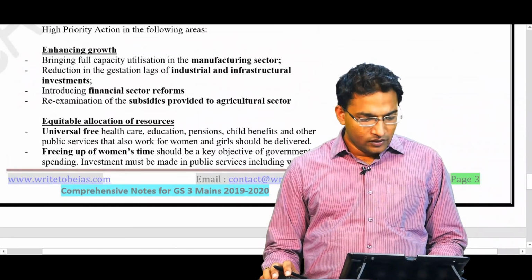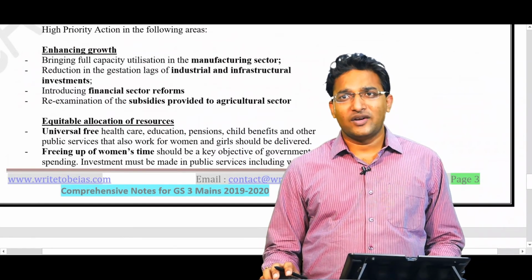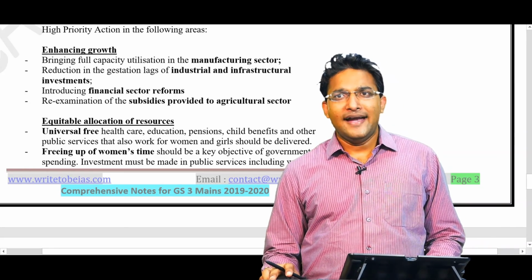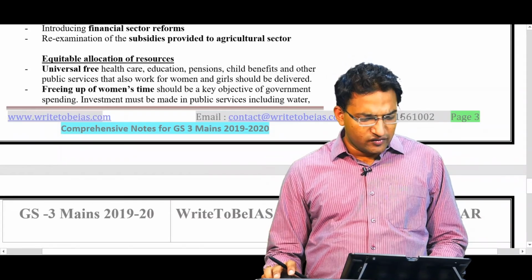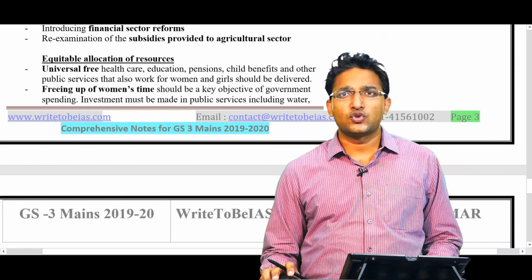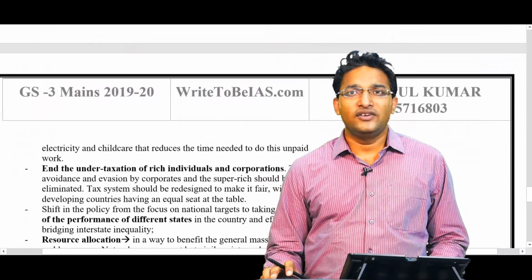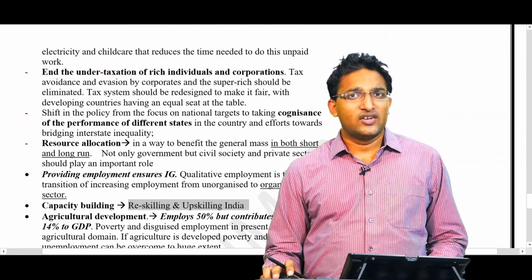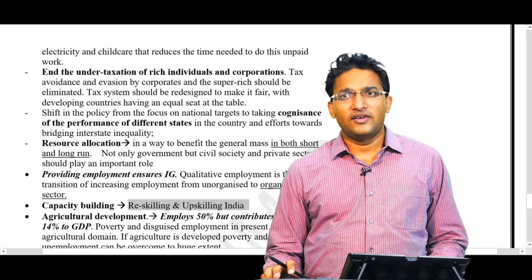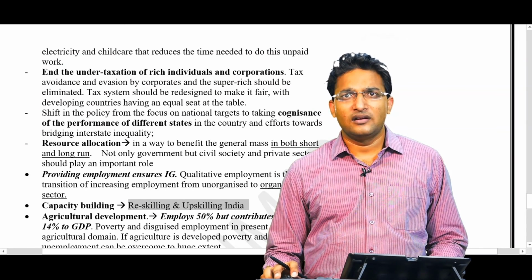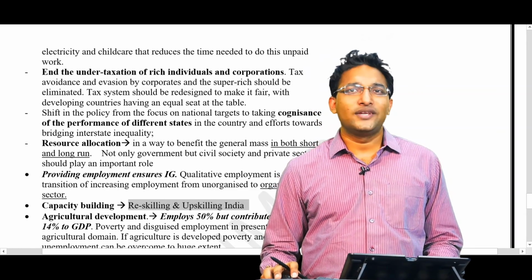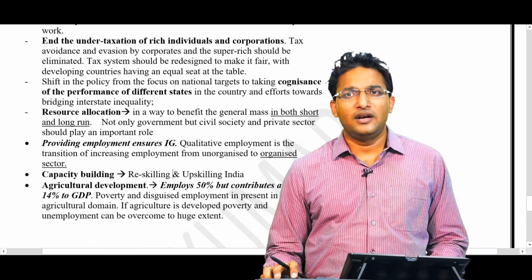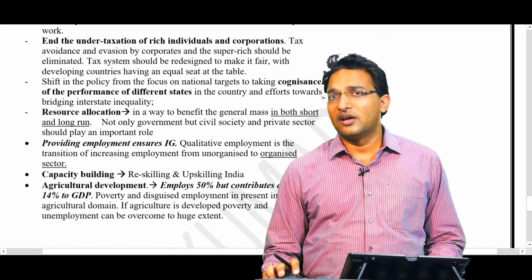I'm just revising again. In growth, we have to take care of manufacturing, industry, the service sector, financial sector, and the agriculture sector. For equitable allocation of resources, we have to focus on providing free facilities to women, freeing up their time, having more taxation upon the rich people, and taking care of balanced regional development. We have to take care of the short-term and long-term requirements of resource allocation, and for that we have to include the private sector and civil society also. We have to provide quality employment, capacity building, and good agricultural development.